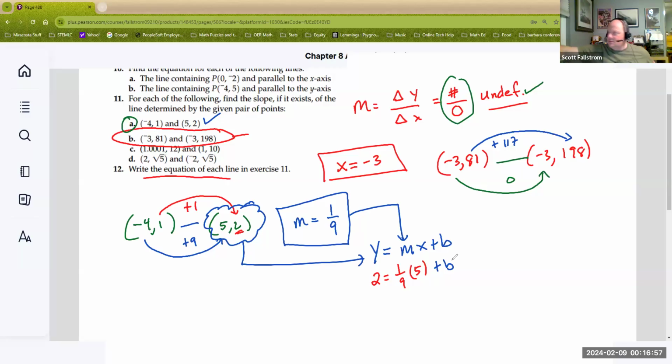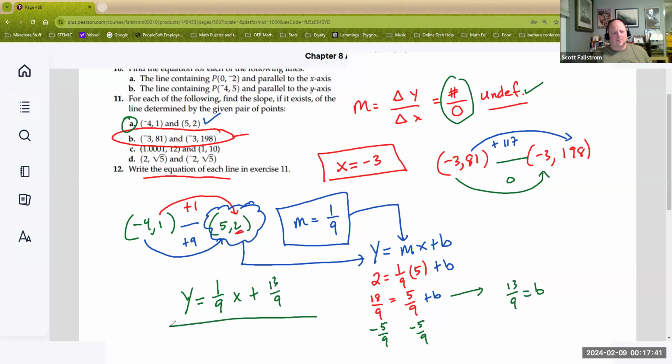So what I'm going to do is multiply this out. And while I'm doing that, that of course will give me 5/9. I'm going to create a similar expression on the other side that has 9ths because the number 2 is really 18/9. And so we add b. Now I want to subtract something from both sides, and I'll subtract the 5/9 from both sides. So take that off both sides. And that leaves me with saying that 13 over 9 is b. So my final equation would be y equals 1/9 x plus 13/9. That would be my equation.